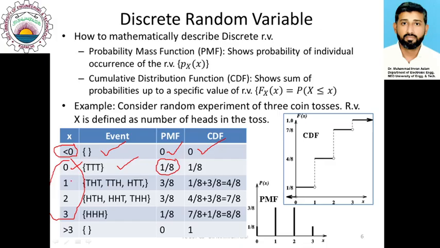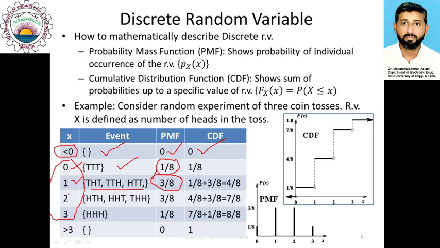Similarly, for x equal to 1, we are talking about the case where only one head appears in the outcome. This condition is reflected by 3 possible sample points, THT, TTH and HTT. So these are 3 sample points corresponding to this value of random variable x. We can simply divide 3 by 8, because there are total 8 sample points in the sample space. So the probability comes out to be 3 by 8.